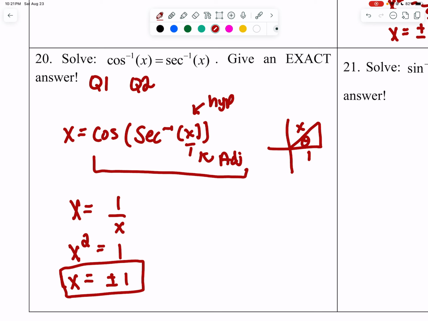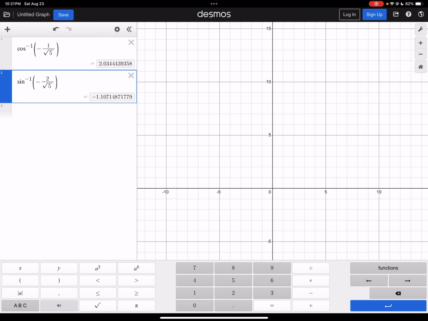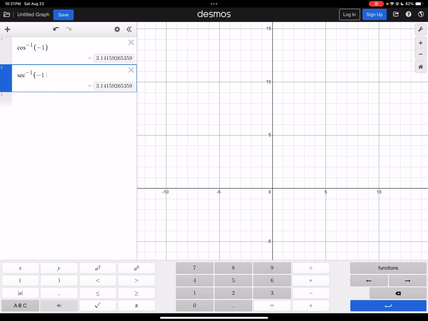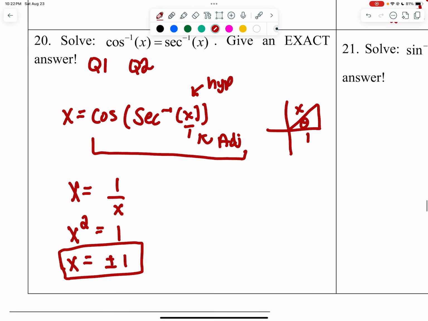What we are going to do here is go ahead and verify that works. So I'm going to go to my handy dandy calculator and say inverse cosine of -1 and inverse secant of -1. Notice how both of them are pi, so that works. So that's in quadrant 2. And then if I did positive 1, that's 0. And this is 0. That's in quadrant 1, my quadrantal angle. So we know that -1 and positive 1 both work here.